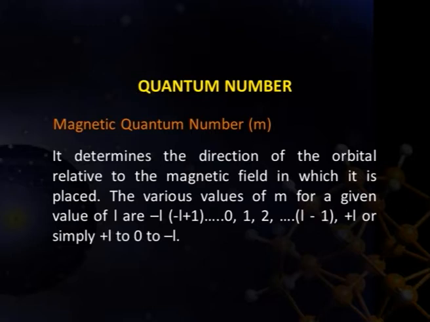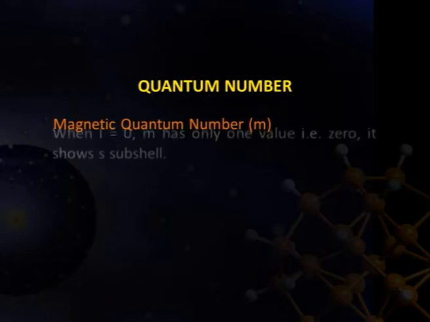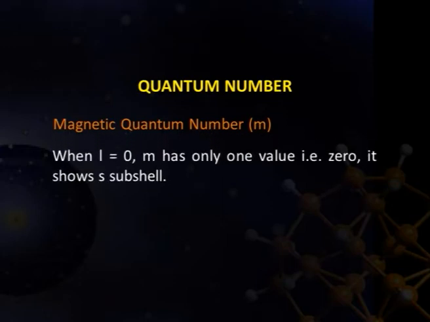Magnetic quantum number m determines the direction of the orbital relative to the magnetic field in which it is placed. The various values of m for a given value of L are minus L, plus 1, 0, 1, 2, L minus 1, plus L, or simply plus L to 0 to minus L. When L is equal to 0, m has only one value, that is 0. It shows the s orbital sub-energy level only.